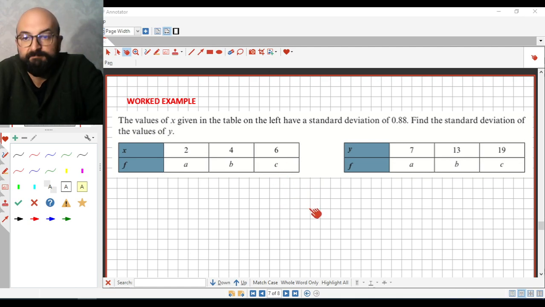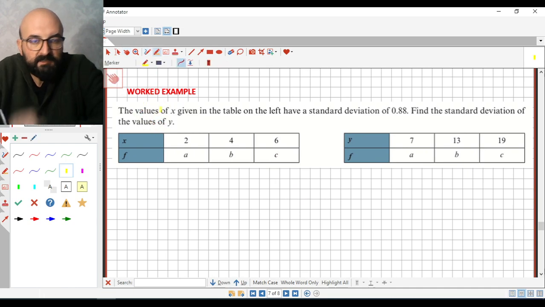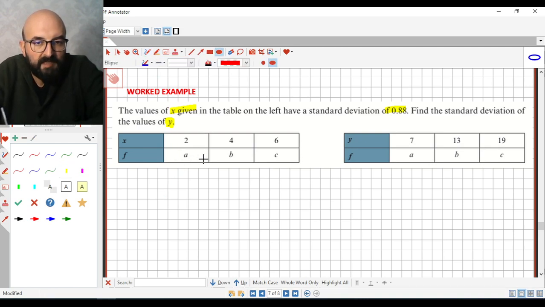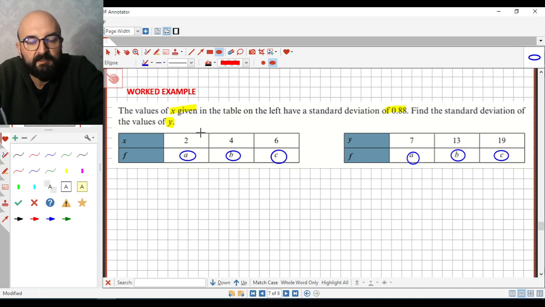two more questions. Okay, now the first one: the values of x given in the table on the left have a standard deviation of 0.88. Find the standard deviation of the values of y. Please notice that all frequencies are the same, both x and y. So our frequency is the same, and we should find the relationship between x and y.